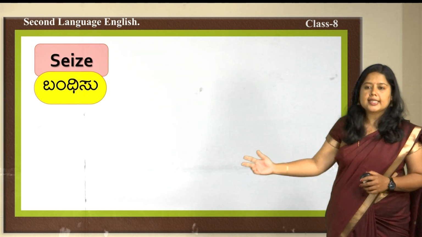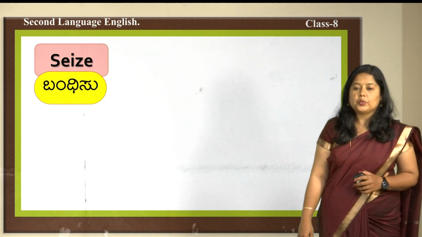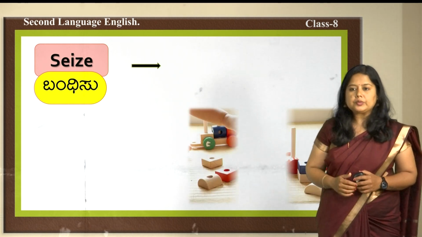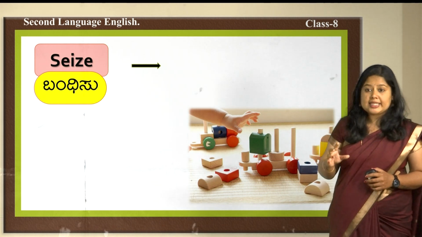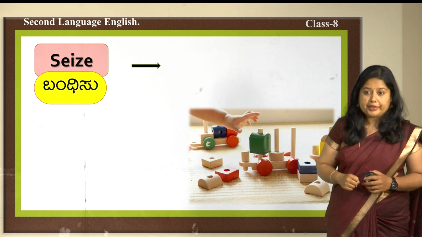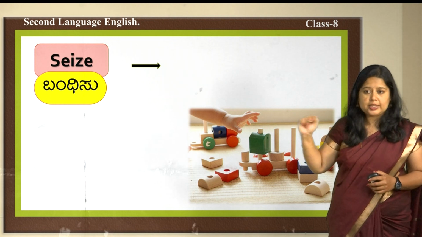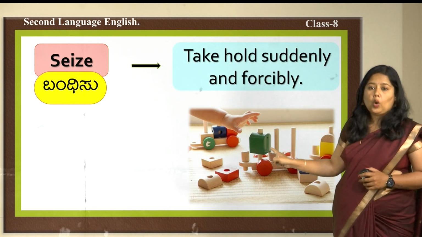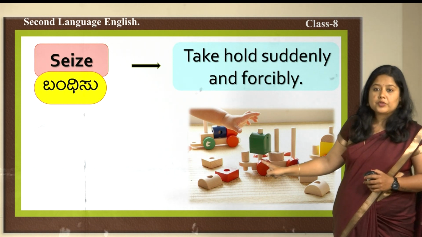Next word is seize, that is bandhisu athava hididukolluvudu. You know where it was used? Master seizes Oliver for asking more. So, that is where the word is used. So, look at this picture also. Child is trying to hold its playthings. So, that is how it is.